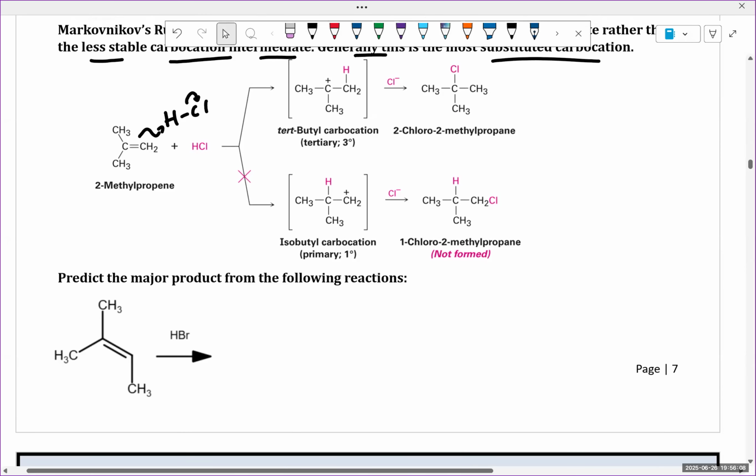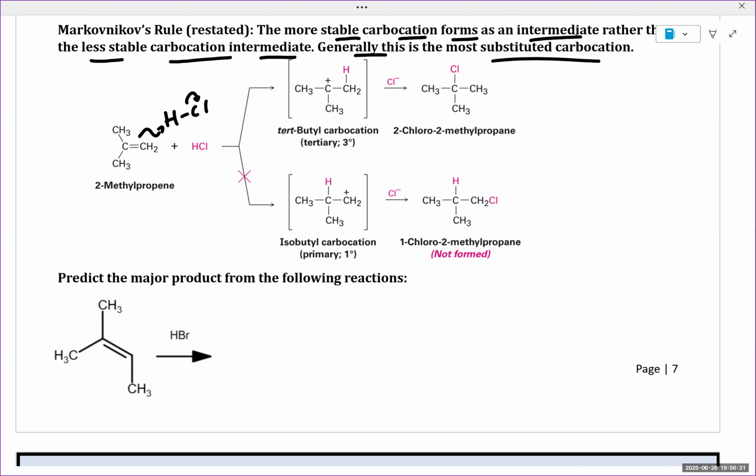So let's try to apply what we've learned in terms of Markovnikov's rule. Let's try to predict the major product from the following reaction. So we have an alkene reacting with hydrobromic acid. You don't need to draw the mechanism, but you can if you want. I just want you to tell me what the major product is from this reaction. So pause the video, work through this example, and then we'll discuss.